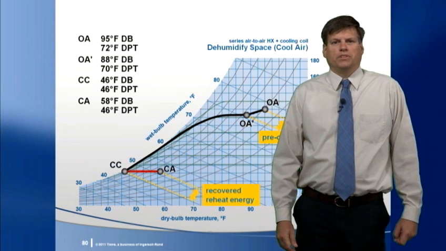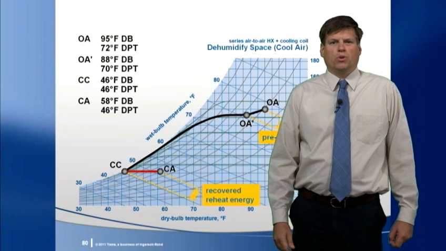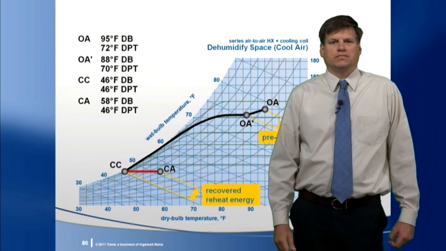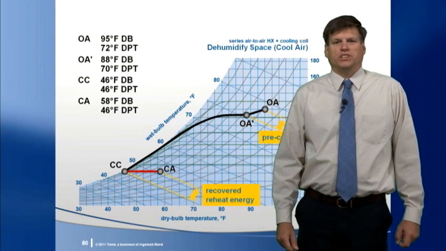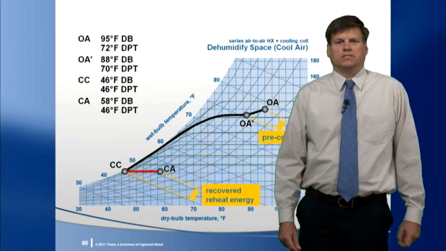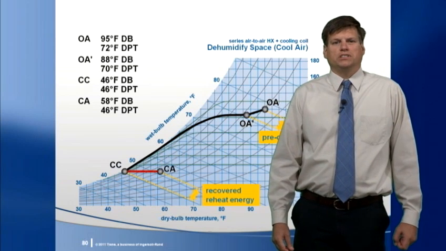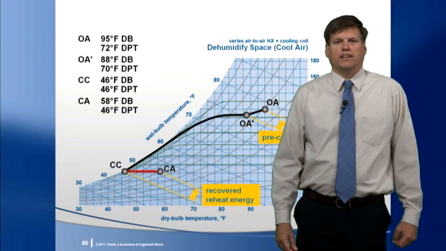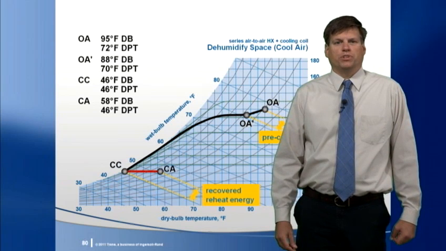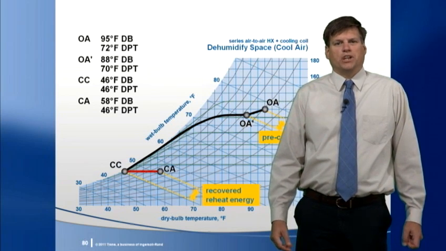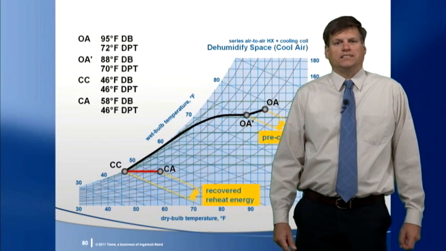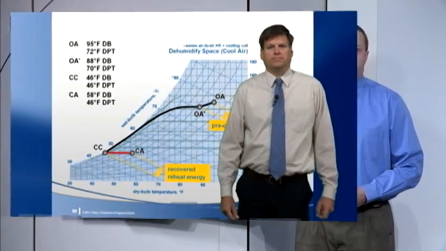In this example, the pre-cooling reduces the load on the cooling coil by 13% at design. This is compared to 35% reduction in the unit with the energy wheel. However, this reduction in cooling tons will occur for every hour that the outdoor air temperature is above 64 degrees, while the amount of energy recovered by the energy wheel will be much less at a milder outdoor air condition.